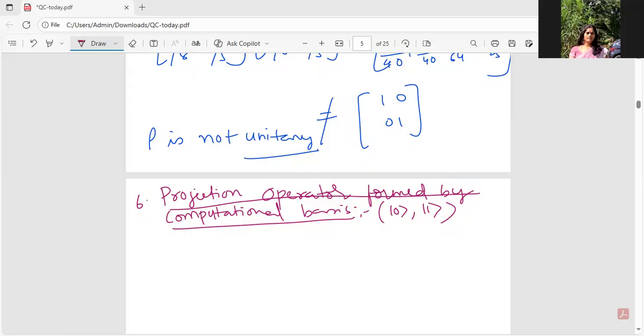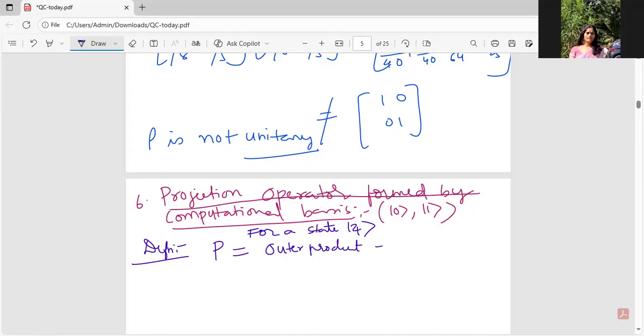How do I define a projection operator? Please see here. Once I finish defining, things are very easy. Definition of a projection operator denoted by P, guys. For a state ket xi, P is the outer product, ket xi bra xi. This is how I define outer product. You know inner product, the reverse way of writing is outer product. Now, for the computational basis, I will denote this by P0.